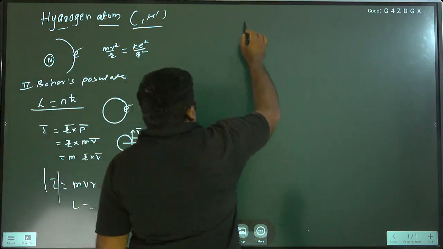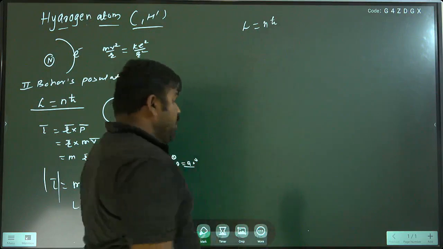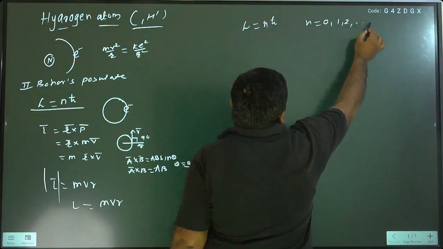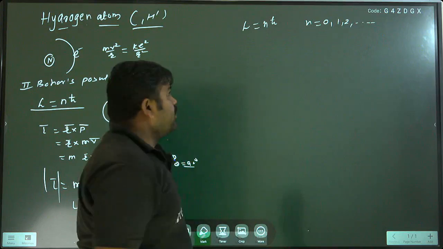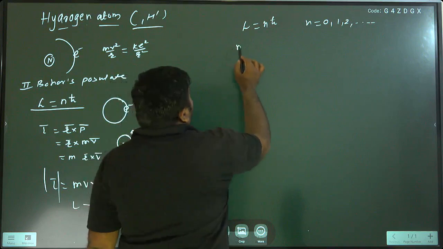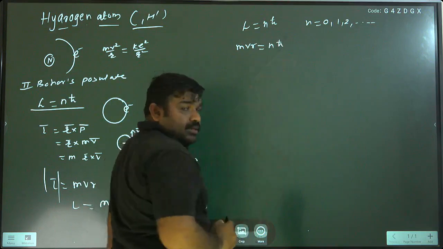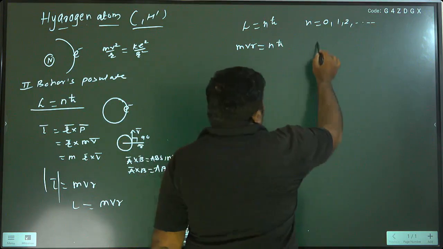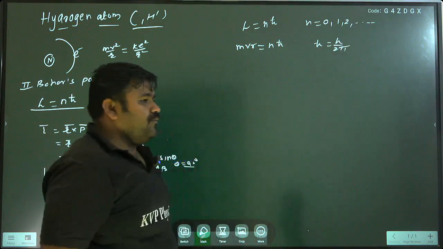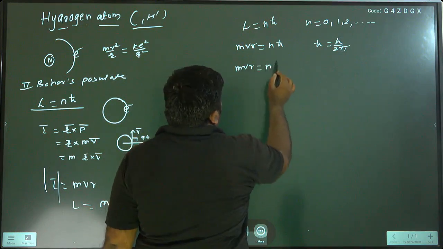But we know that in the second Bohr postulate, L is equal to n h cross. Which values of n are allowed in this case? n is equal to 1, 2, 3, and so on. We can solve for the L value: L is nothing but m v r, which is equal to n h cross. H cross is nothing but h upon 2 pi. Now m v r is equal to n into h upon 2 pi.